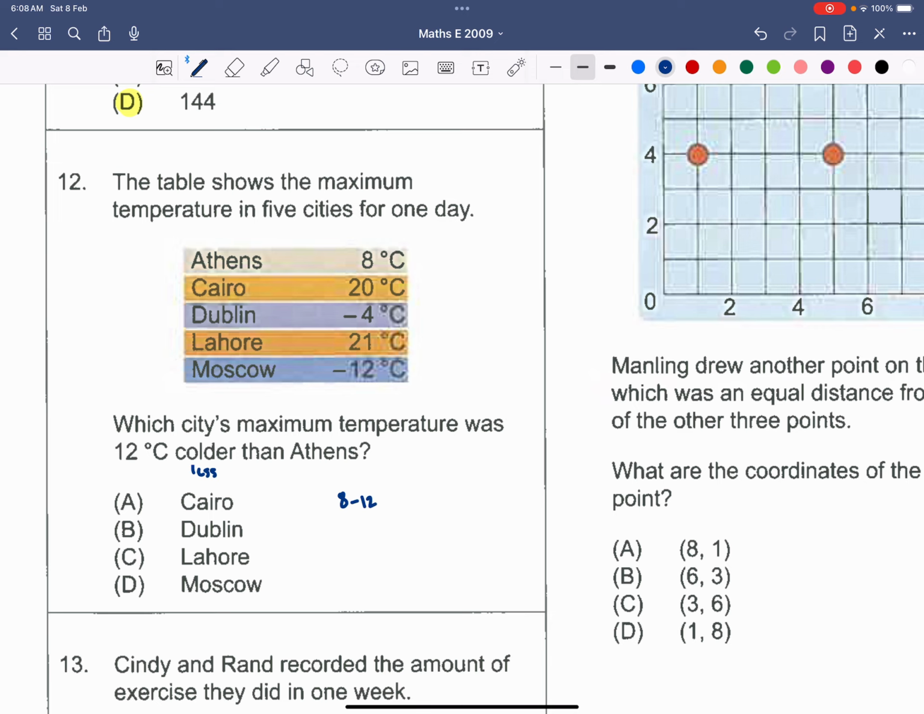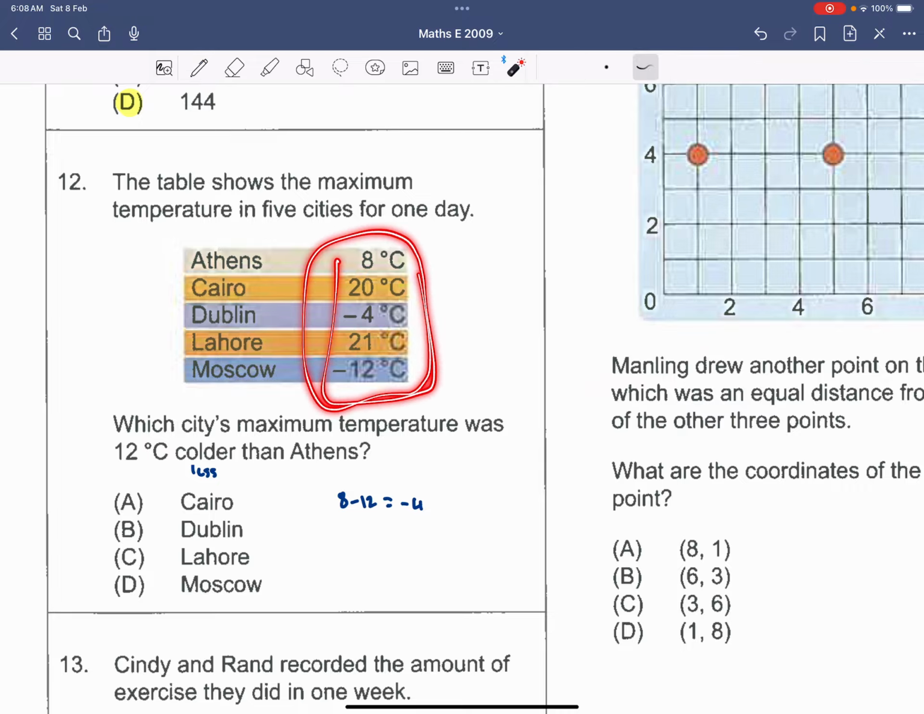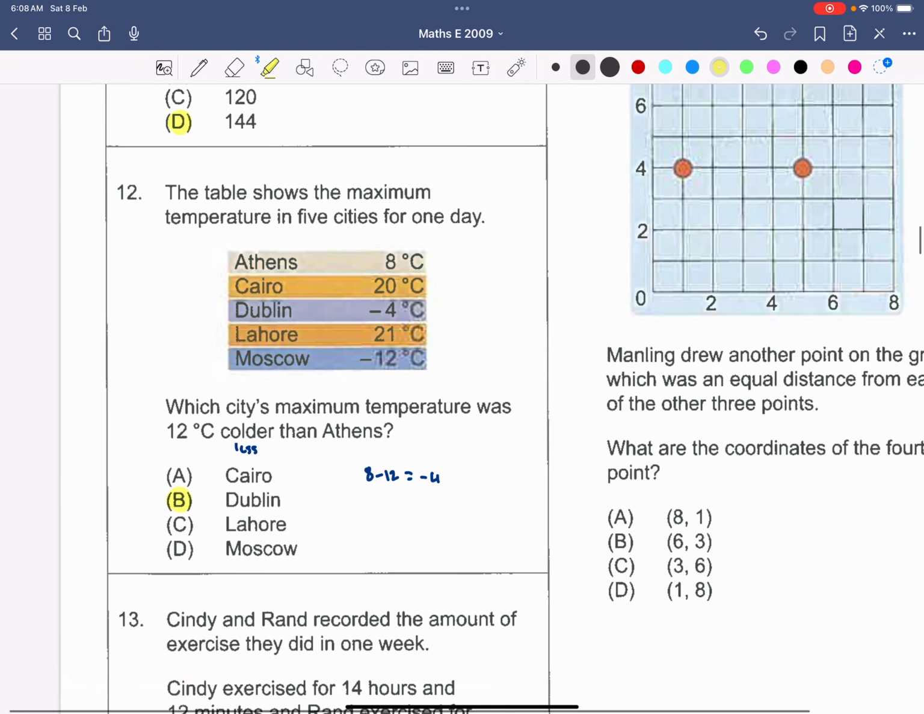Now, I hope you guys understand your negative numbers by now. But if not, I use the dollars way of thinking about it. If you have $8, and then you minus away $12, obviously you have negative dollars now. So 8 take away 12, you'll have negative 4. Which of these is negative 4? The answer is Dublin. Dublin has negative 4. So the answer is B.